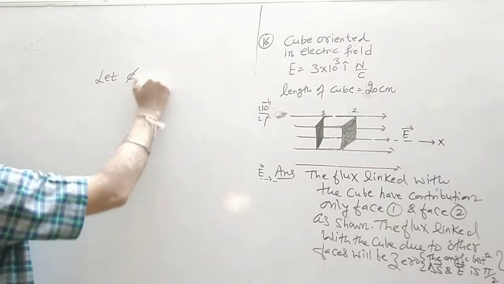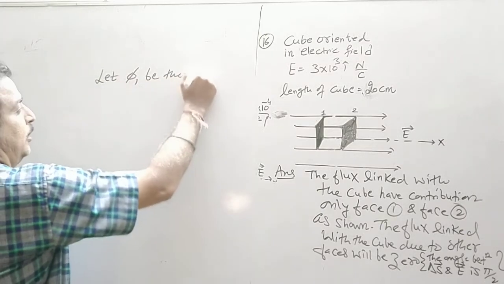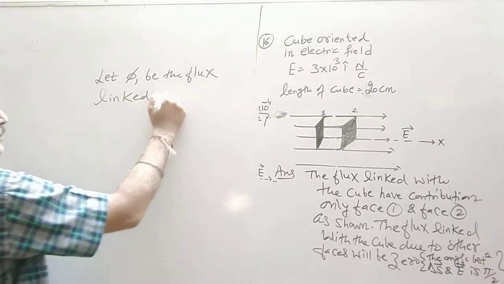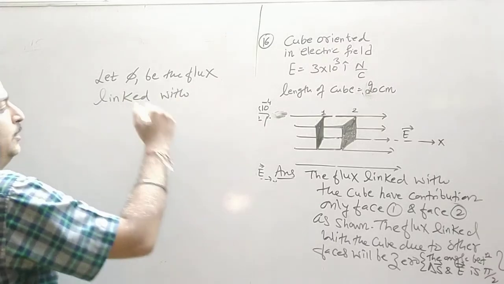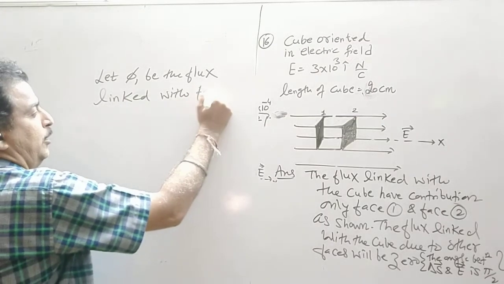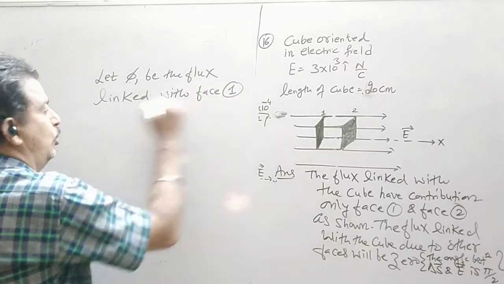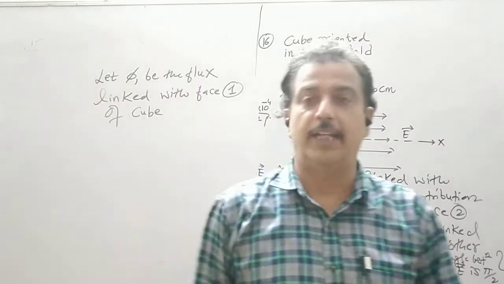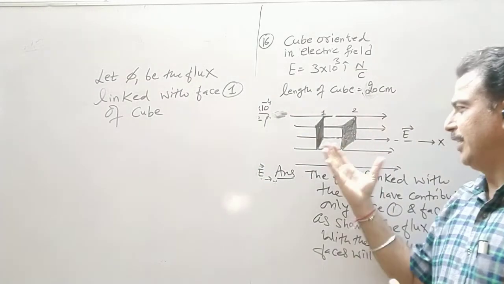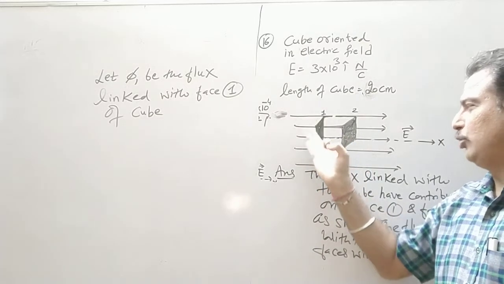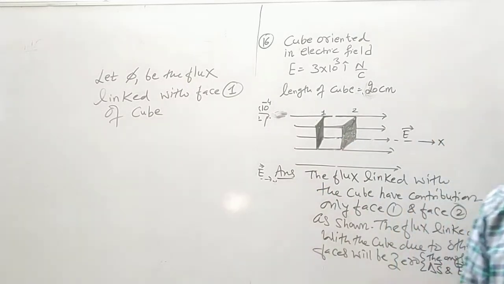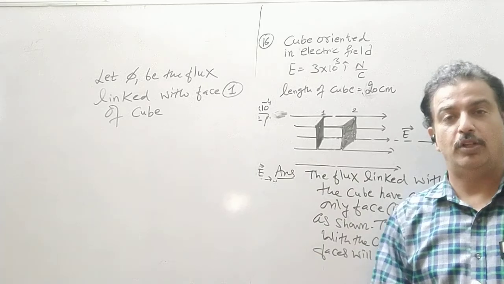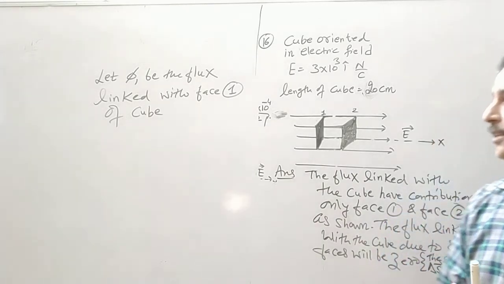Let phi 1 be the flux linked with face 1 of the cube. Flux linked means the number of field lines passing through that face. So if I count, 1, 2, 3, 4 lines are passing through this face. Though we are not counting the number of lines, we always need to see the density of the field lines.